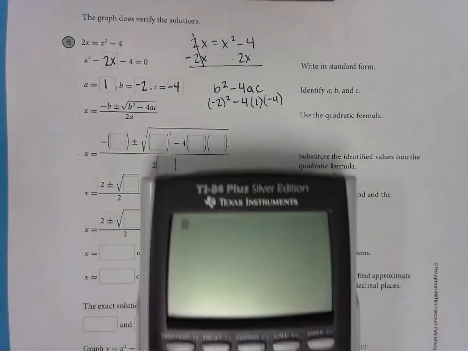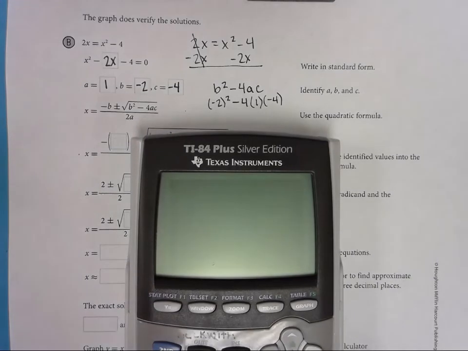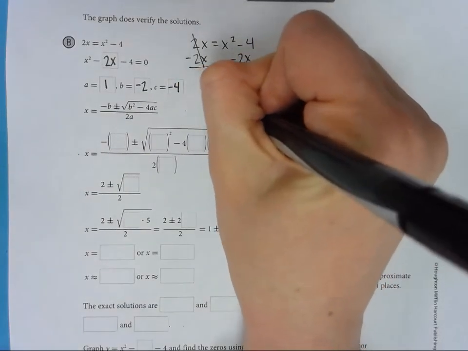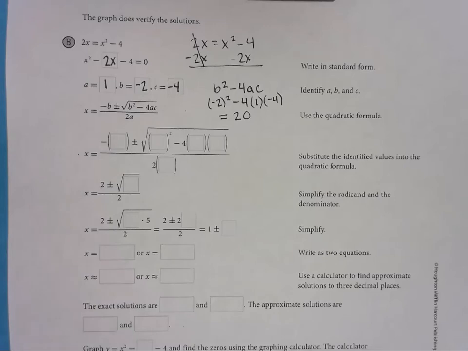Evaluate the discriminant. We get negative 2 squared minus 4 times 1 times negative 4. That equals 20. Because that's a positive value, we should find that we get 2 solutions when we solve this problem. Let's do that work now.